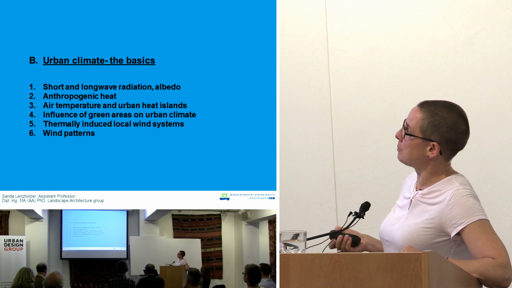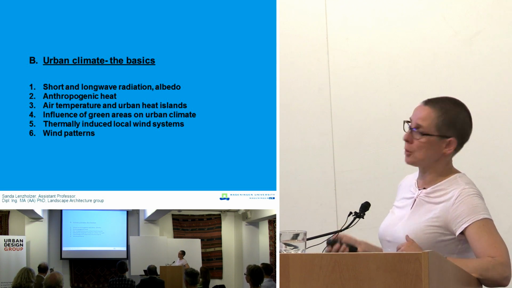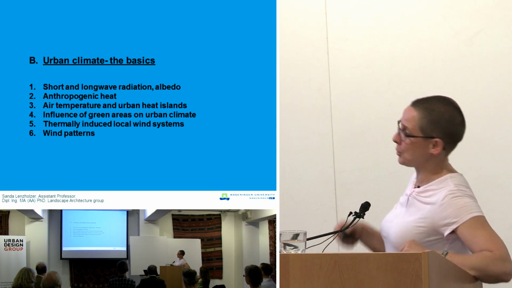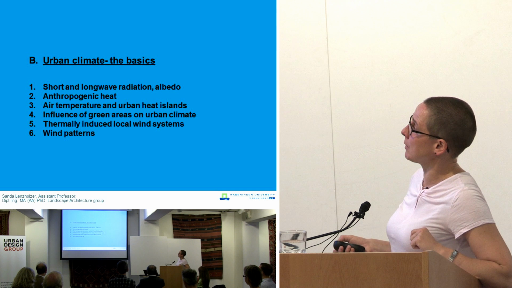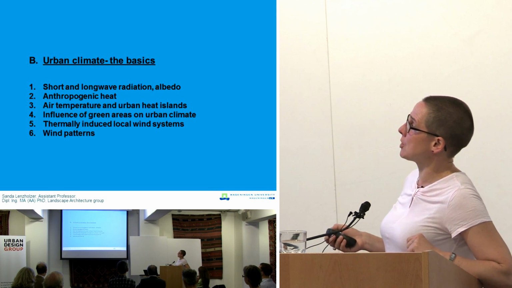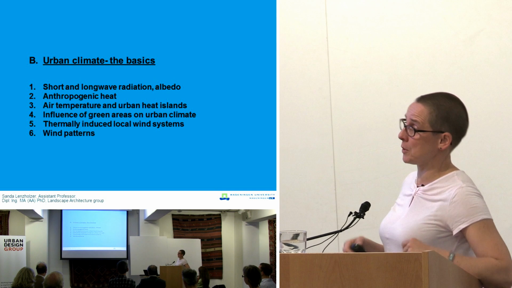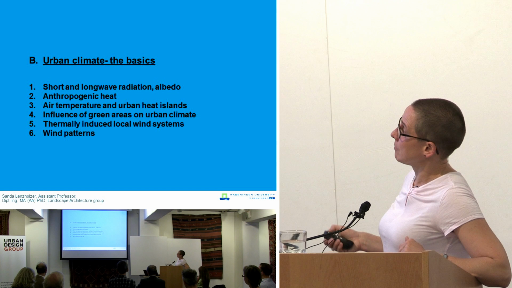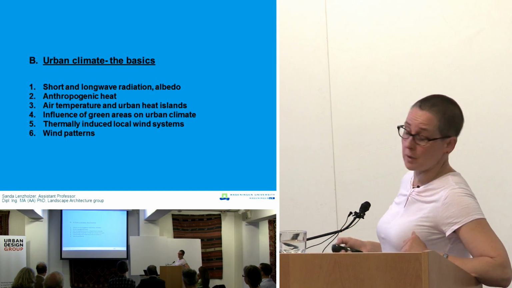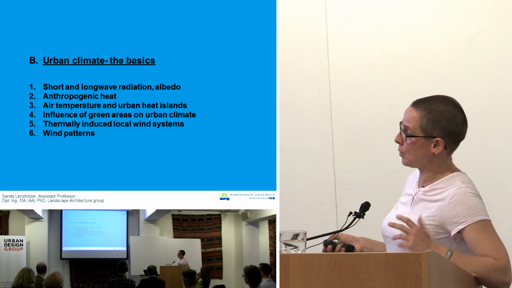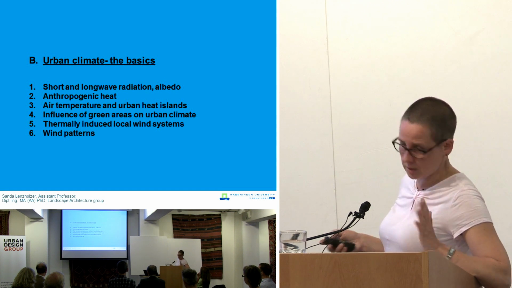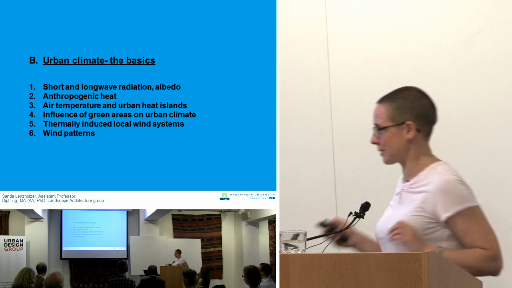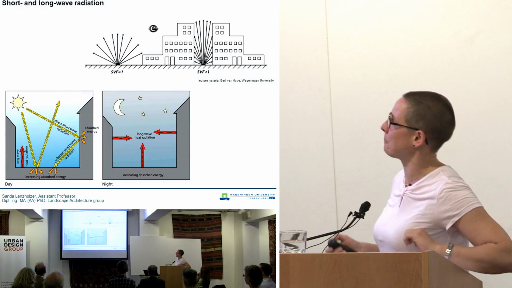So I give a little bit of an introduction about the urban climate basics, let's say all the physical processes that are going on. And they are about radiation, about the heat that human beings with their activities produce, the air temperature, the urban heat islands, what green areas do, local wind systems, and also wind patterns around buildings, but just in a nutshell. So this is not a lecture about how this all works. It's just to give you some impression.